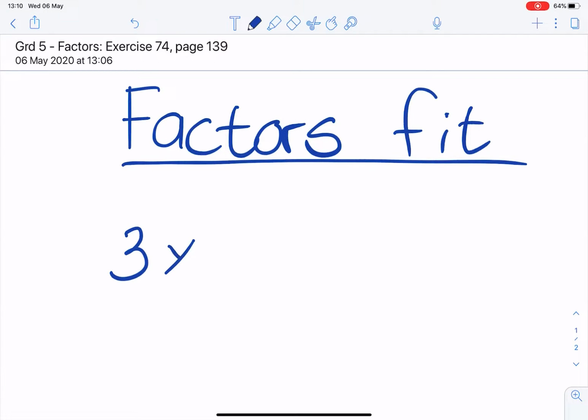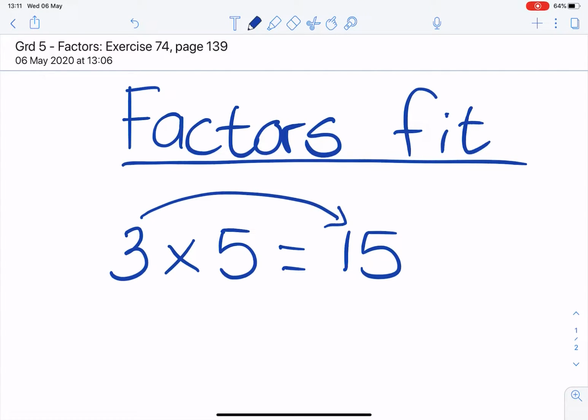Let's take 3 times 5, which equals 15. 3 fits into 15 perfectly. No remainders. 3, 6, 9, 12, 15. 5 fits into 15 perfectly with no remainders. 5, 10, 15. So 3 is a factor of 15 and 5 is a factor of 15.